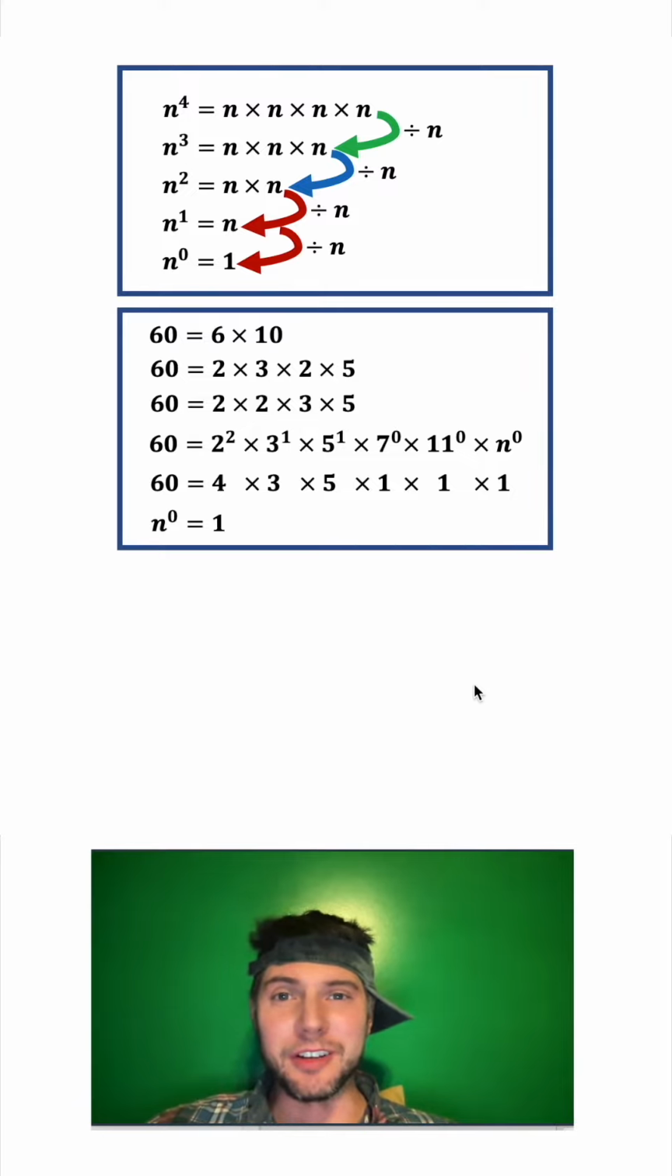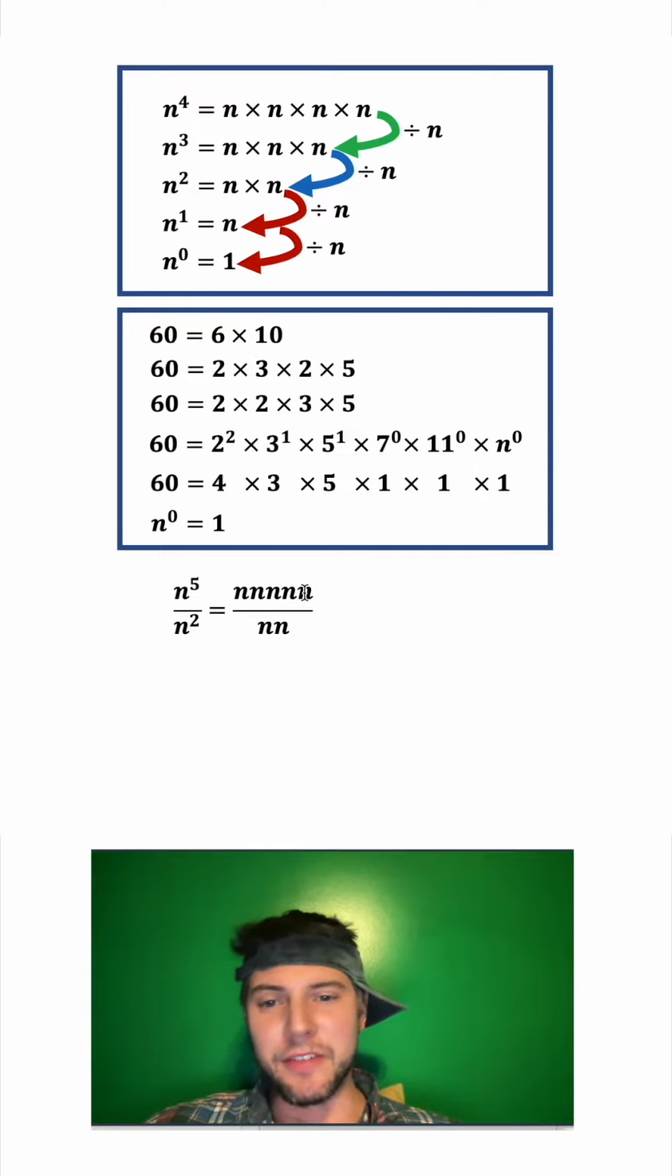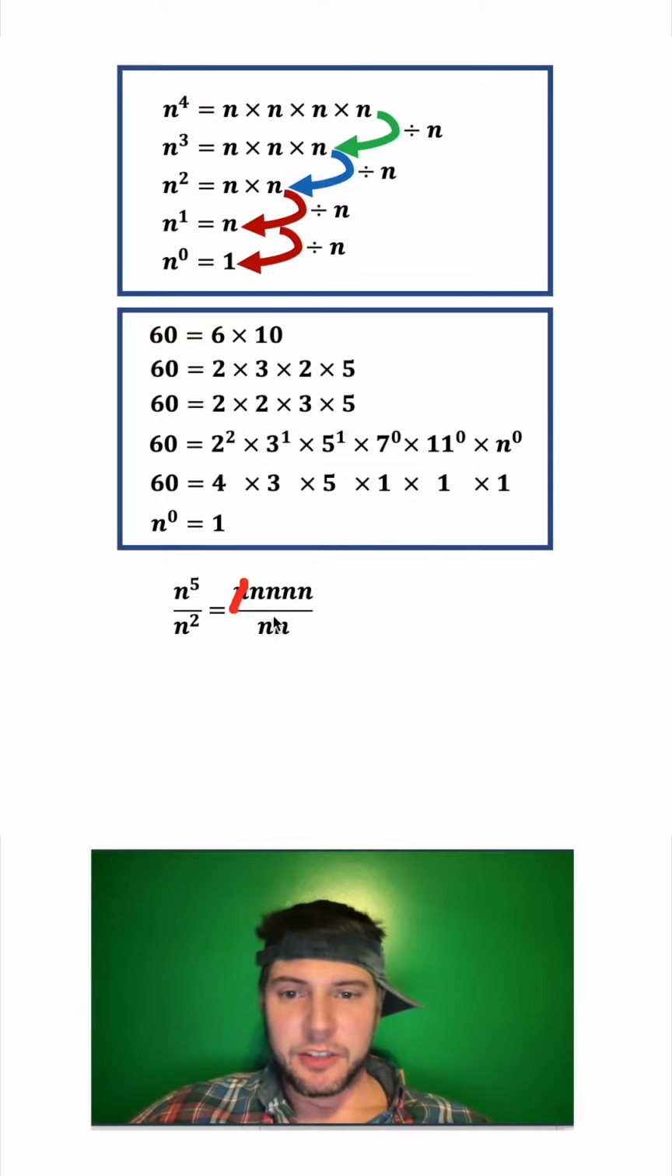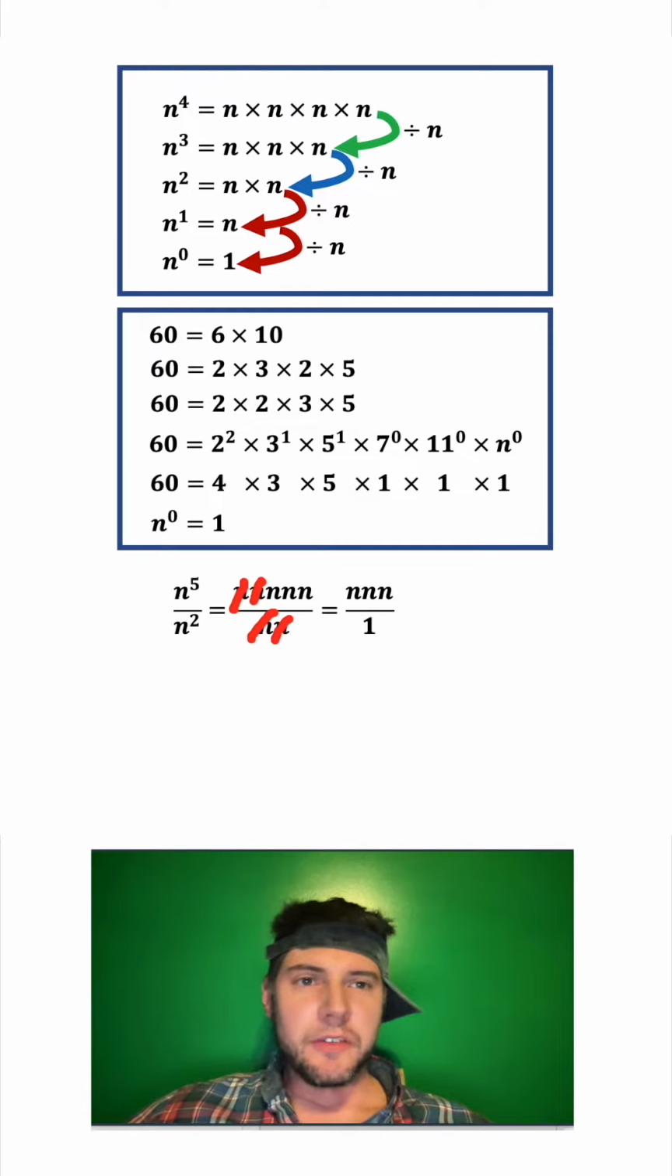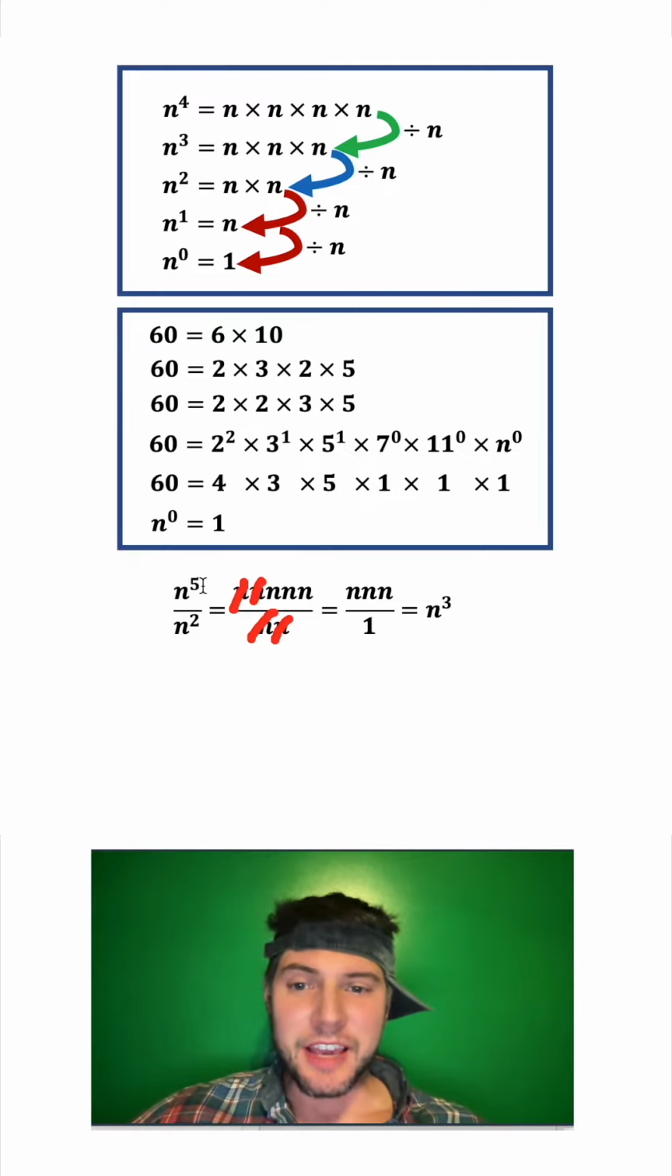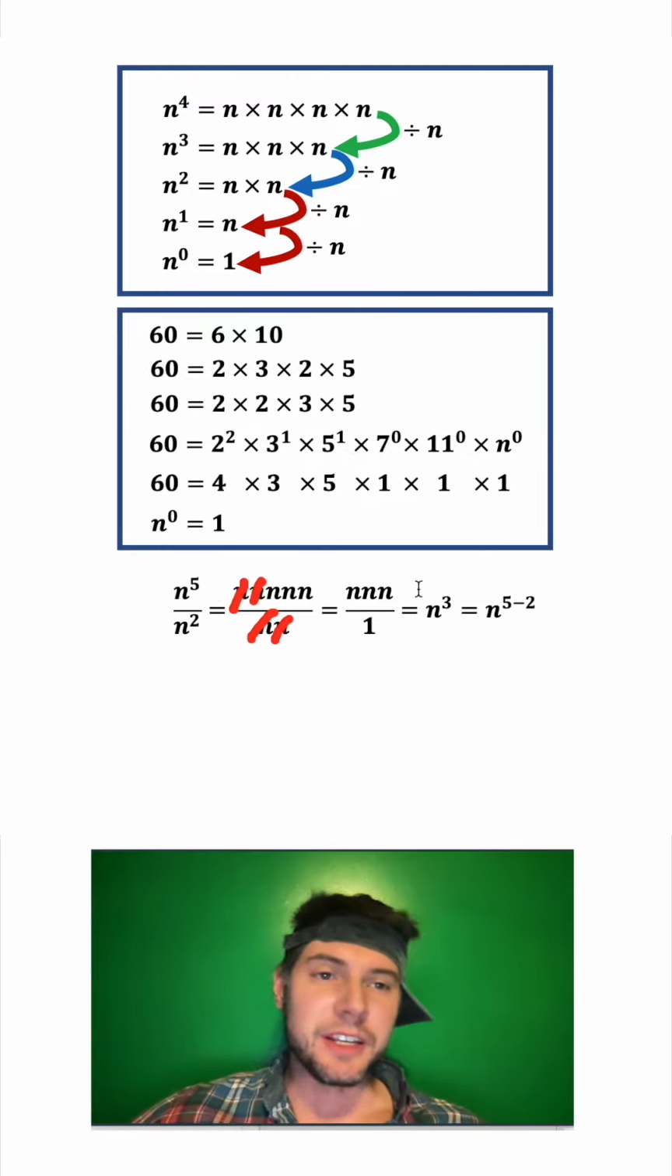I've got one more way to look at this. If we have something like n to the 5 over n squared, we can rewrite that as 5 n's over 2 n's. So we can cancel out n's just like this. And so we're left with 3 n's over the number 1. And we can rewrite that as n cubed. The shortcut for this would be rewriting this as n to the 5 minus 2. That's a faster way to get to n to the 3.